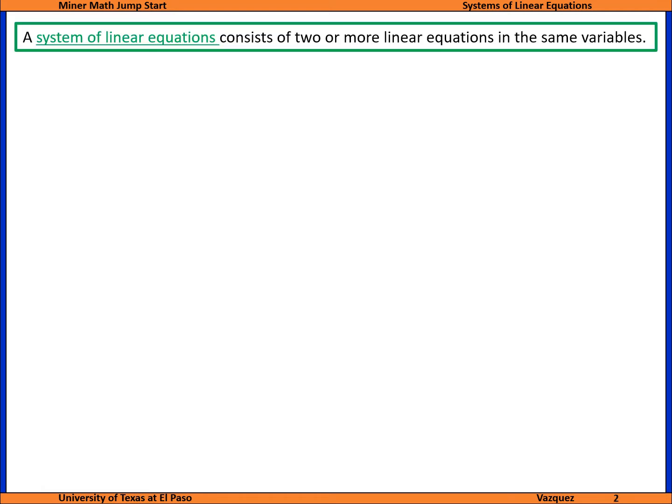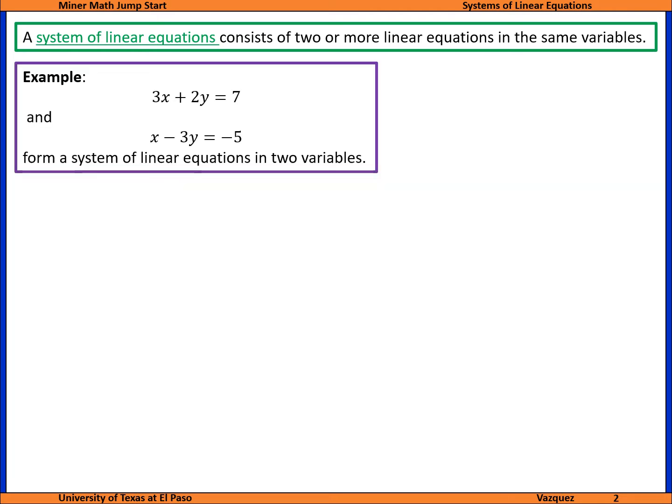We'll define what a system of linear equations is. All it is, is a system that consists of two or more linear equations in the same variables. It's a lot easier to understand with an example. Let's look at this one. We have 3x plus 2y equals 7, and x minus 3y equals negative 5. This forms a system of linear equations in two variables because we have x's and y's.